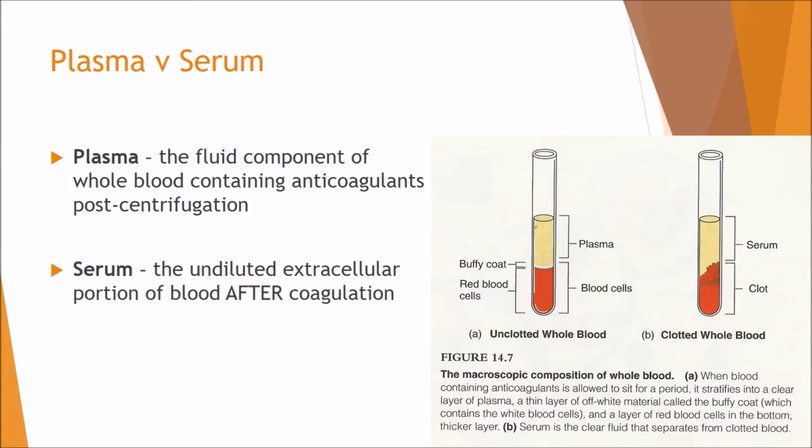So this is the fluid component of whole blood, and it contains anticoagulants, and it must contain anticoagulants after centrifugation, because plasma can still contain molecules which can aid in coagulation. So these will need to be chelated and removed, for example using EDTA or citrate. And serum is the undiluted extracellular portion. Again, it's similar to plasma, but this is after coagulation has occurred. In this case, you're letting the blood clot, and then the fluid component that's released is the serum.